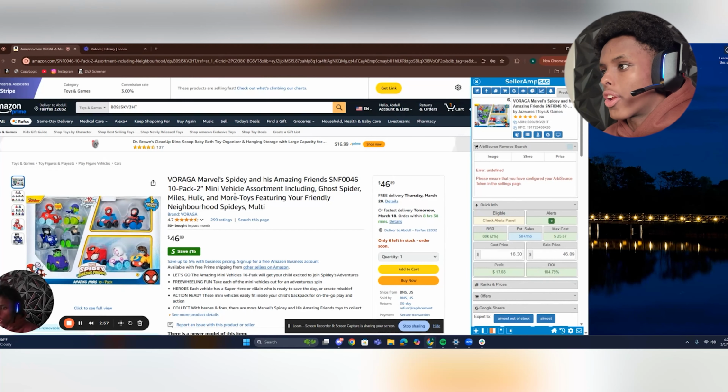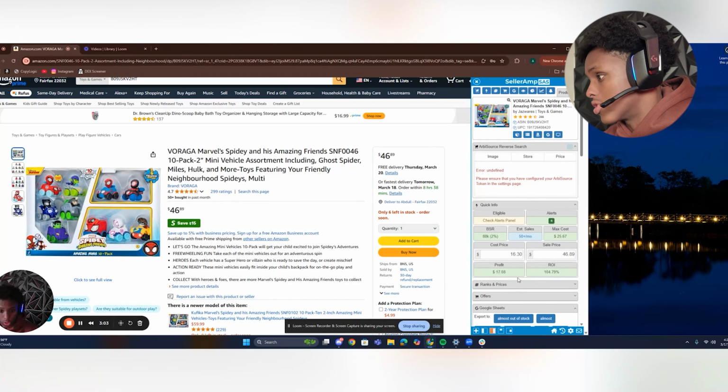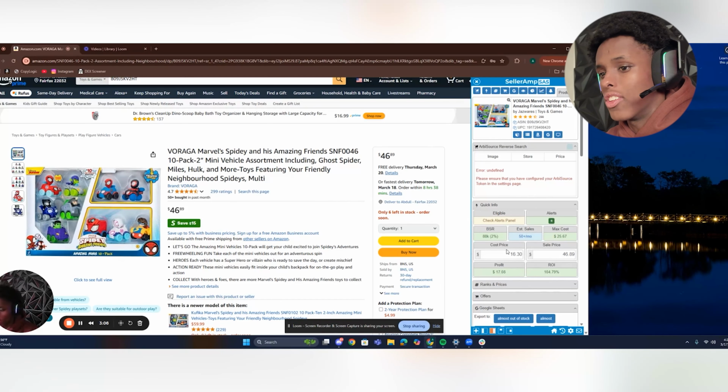Okay, so this next product over here, we have this Marvel Spidey toy, right? First, we're looking at the numbers. Obviously, these numbers are beautiful. $17 profit, 100% ROI. This is an absolute bang.